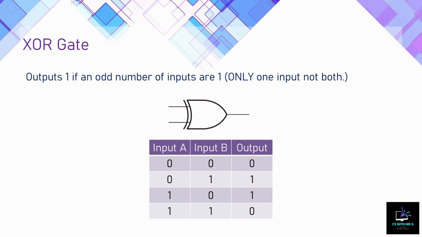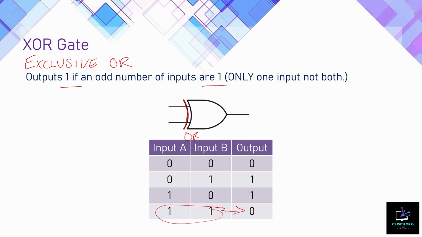And then finally, an XOR gate looks the same as an OR gate, but it has a second line behind the back there. And an XOR gate is short for an exclusive OR gate, which means it outputs 1 if an odd number of inputs are 1. Now, the easiest way that I can remember is that it's exclusively A or B. So it's A or B exclusively. It cannot be both. Hence why the 1, 1 produces a 0 in the final row.